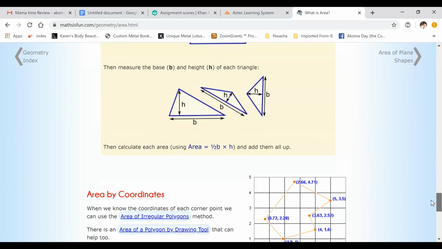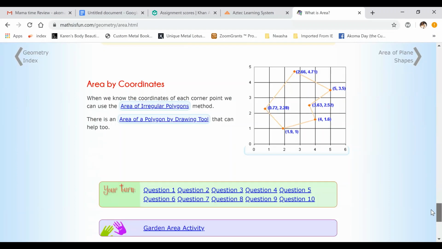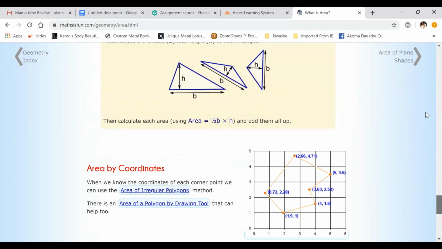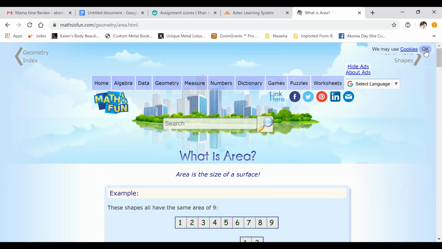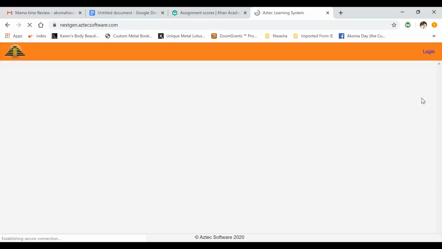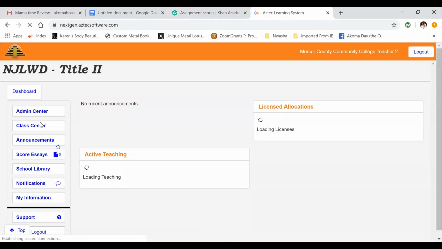And it's going over other shapes, but we're not going to necessarily do those. So I'm just introducing area and perimeter today. You really can do the perimeter quiz today on Math is Fun, and I'll text that to you when we're done. The other thing that you can do is go into Aztec, and I'm going to borrow somebody's code.